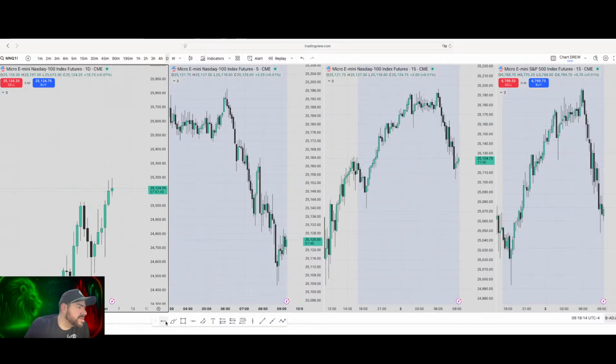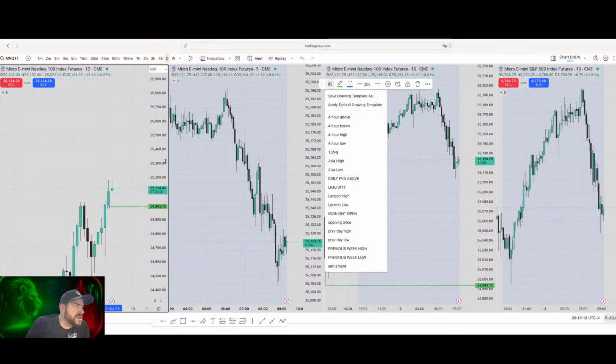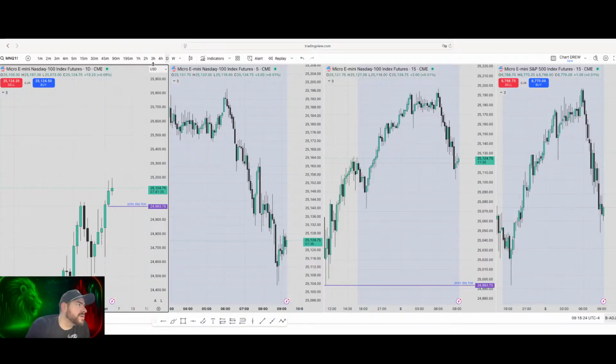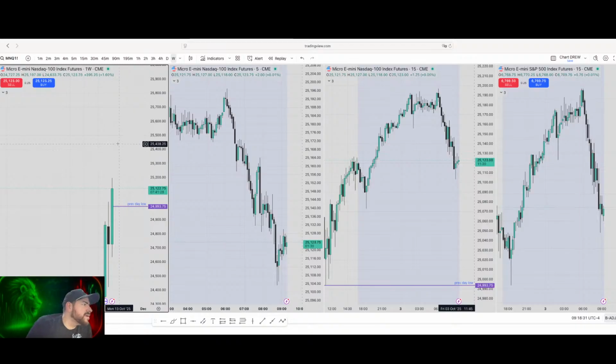Okay, so this is how I do it. Mark out previous day low. I would normally mark out previous day high, but we already took it out, so I don't need to do that. It's previous day low right there. We could do the week. Okay, there's nothing to mark there, really nothing. So we're just previous day low right now.